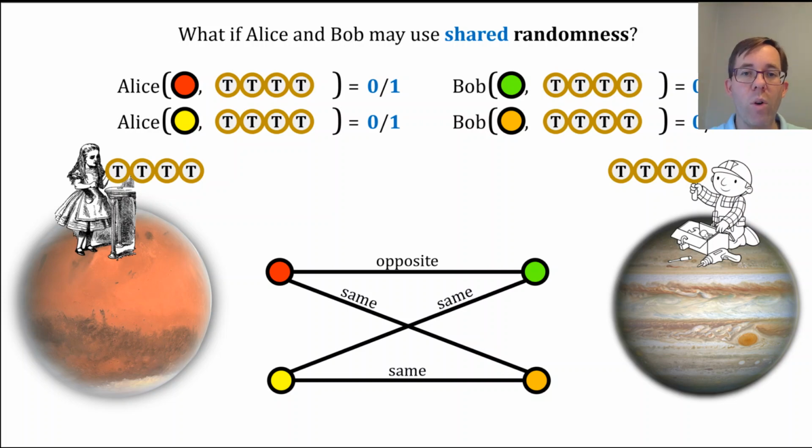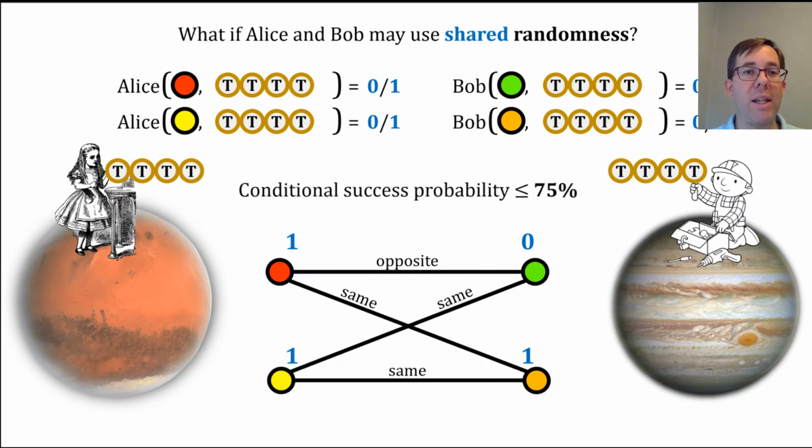Suppose they flip 4 coins and they happen to be tails, tails, tails, tails. Well, condition on that outcome for their shared coins, the remaining deterministic function of the color challenges might be a different labeling of the 4-vertex graph. But nevertheless, it can still only get 3 out of the 4 edges correctly. So if they flip tails, tails, tails, tails, they get almost 75%.